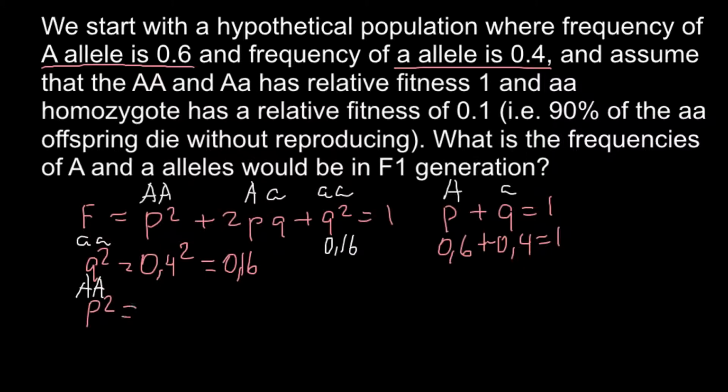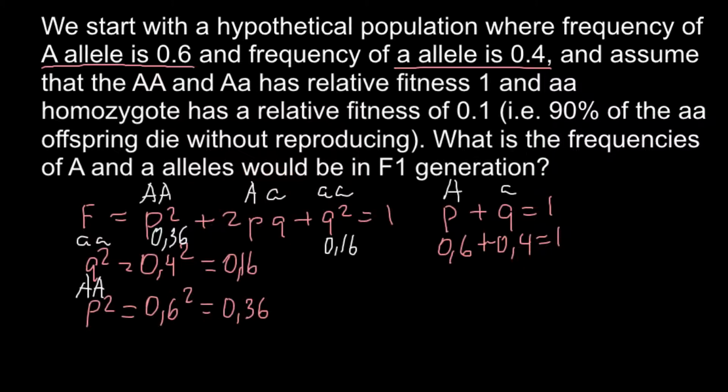We just have to multiply this number, 0.6, by itself, or square it. So we are going to get 0.36. This is the frequency of the homozygous dominant genotype, 0.36. And now we also can find the frequency of the heterozygous genotype.